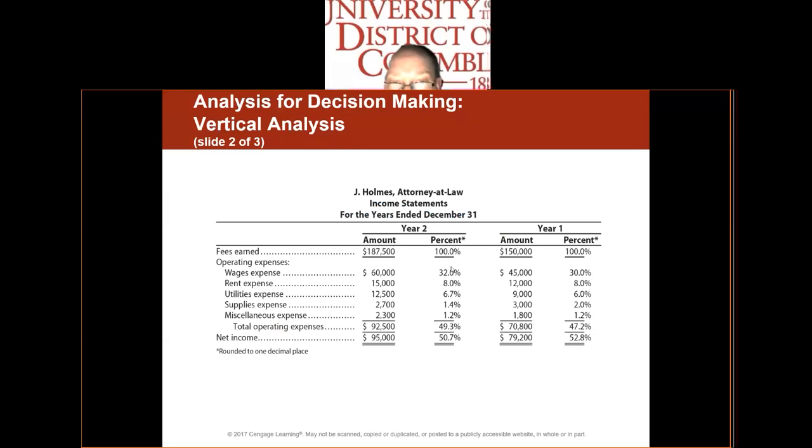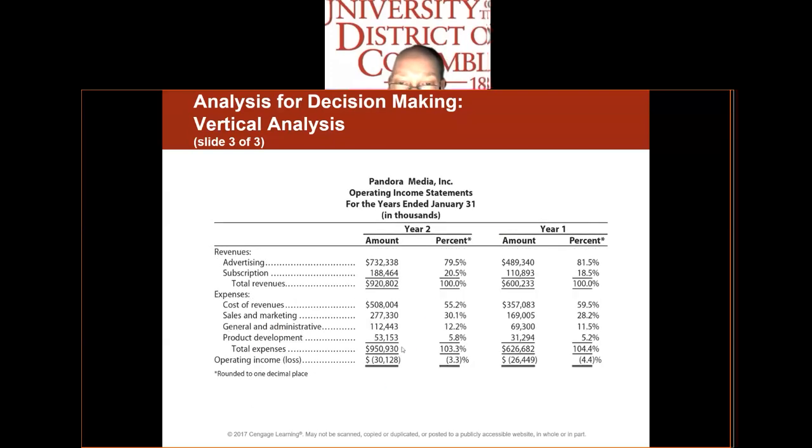And all this does is it shows us what the percent change for each line item is from year to year. For example, if my wage expense increased by $15,000 from year 1 to year 2, the reason why that may have happened is because maybe I hired someone. But we do this basically to see what the changes are from year to year and what we need to do to correct it or to make sure that we are in spec with our previous performance. And you want to do this for your income statement.